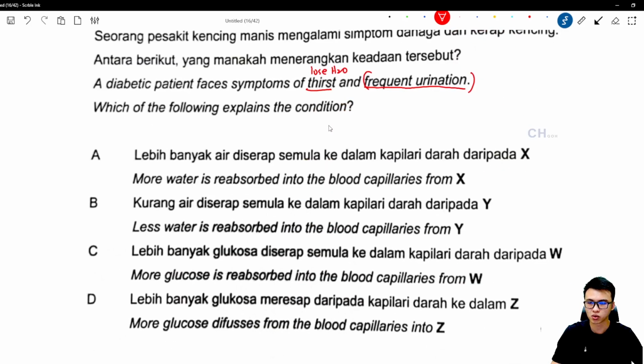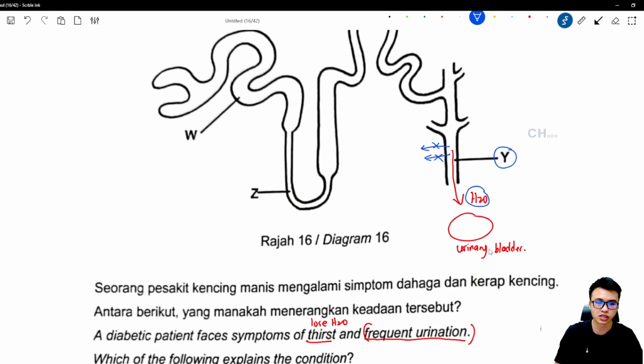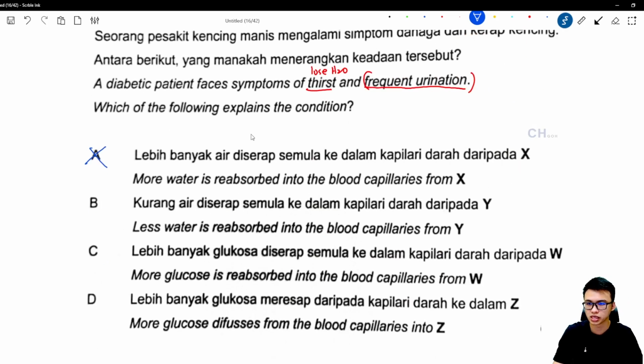We just want to find out which option is talking about the water being less reabsorbed back to our blood. More water, definitely out. Okay, we don't absorb more water. Less water is reabsorbed into the blood capillary from Y. Where's Y? Let's look at this one. Y is the collecting duct. So when there's less water being reabsorbed back to our body, it makes more water go to the urinary bladder, and eventually more urinations. Okay, more urination. So the answer here should be B for question 19.